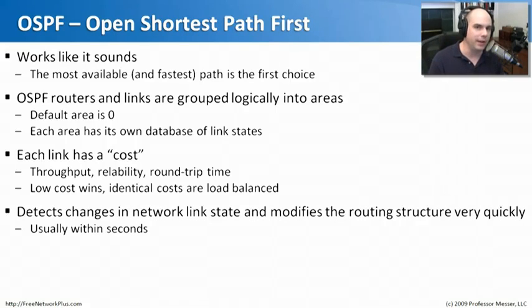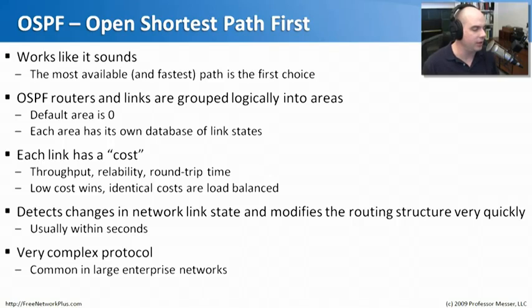OSPF is really good at determining when something changes. We're going to talk more about this idea called convergence in the next video. But these changes in network link state are really important in a routing protocol because you want your network to be able to recover quickly. And OSPF does recover very quickly, usually within seconds. It's able to determine that a link is down and start routing traffic through a completely different connection.